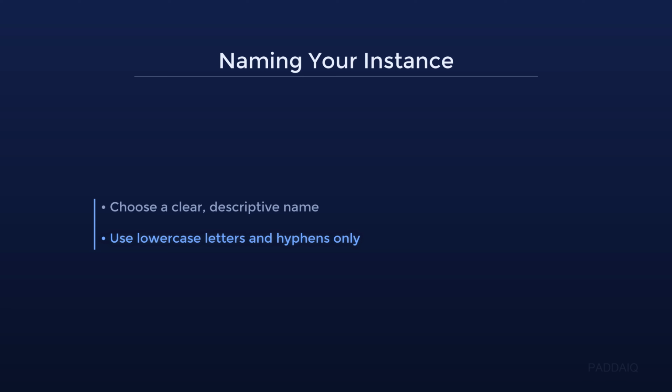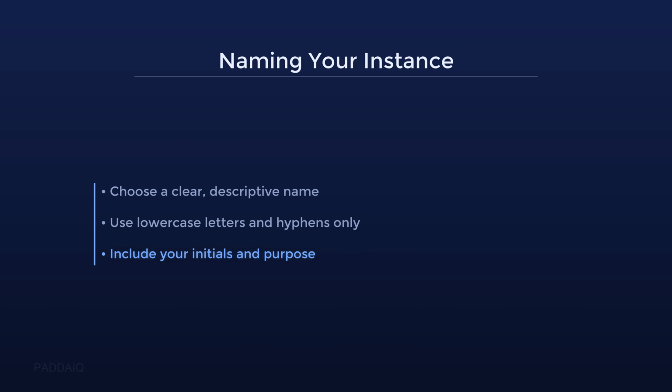Use lowercase letters and hyphens only. This means your instance name should not include capital letters, numbers, or special symbols like underscores. For example, name it My Project Demo instead of My Project Demo 1. This consistent approach ensures your instance name is universally compatible and easy to reference across the platform.